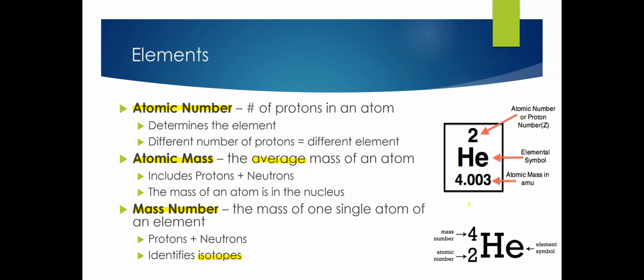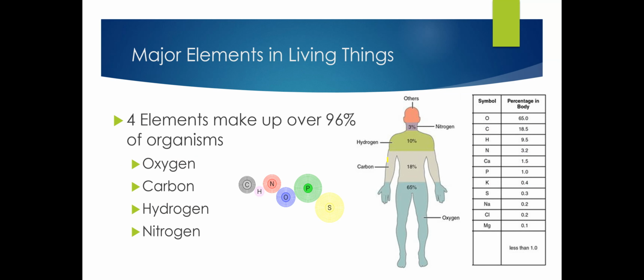Now, when we're talking about elements, in terms of living things, there are 4 main elements that make up over 96% of an organism's mass. Okay, we've got oxygen, which is O. If you don't know the symbols, you might want to write those. We have carbon, which is C. We have hydrogen, which is H. And then we have nitrogen, which is N.